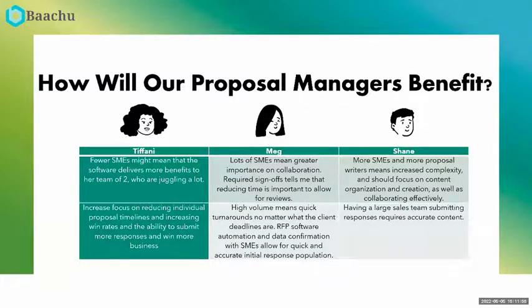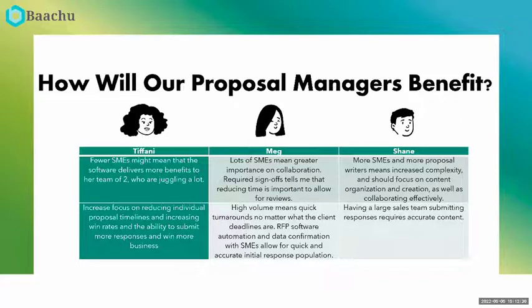These are just a couple of quick benefits that might align directly to these cases. For Tiffany, fewer SMEs might mean that the software delivers more benefits to her small team of 2 who are juggling a lot of projects. An increase in focus on reducing individual proposal timelines and increasing win rates, and the ability to submit more responses and win more business might be a great argument for getting a solution for such a small team.